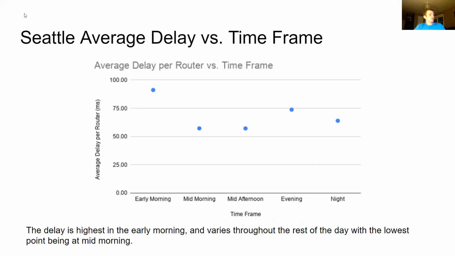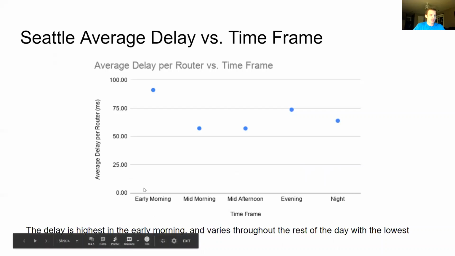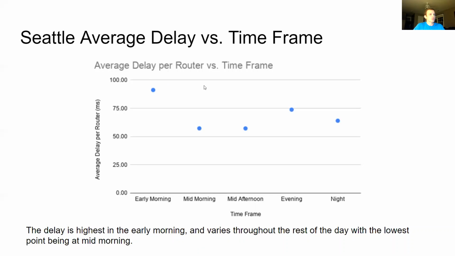Okay, so the third type of thing that we do is average delay versus time frame. We take the average delay of every router in the time frame, add them together, and then divide by the number of routers, and then we get the average delay per router per time frame.